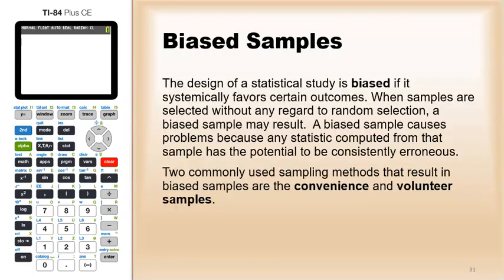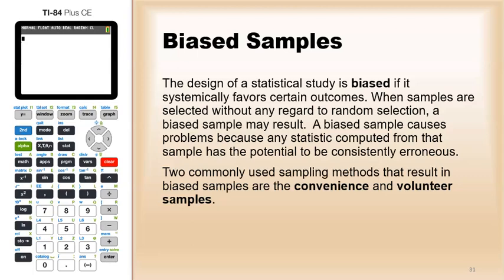Okay, so we've looked at random samples. What about non-random? The design of a statistical study is biased if it systematically favors certain outcomes. When samples are selected without any regard to random selection, a biased sample may result. A biased sample causes problems because any statistic computed with that has potential to be consistently erroneous.